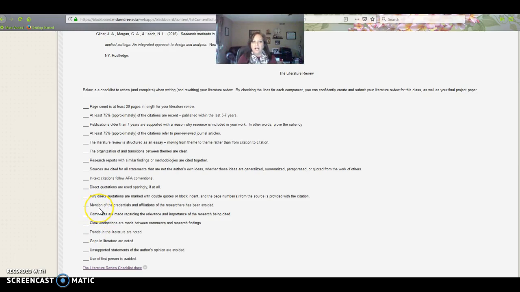For example, when you are crediting your resources, you're not including the credentials or the affiliations of the researchers. I'm pretty sure all of you know by this point not to do that, but that is one component that we look for when we're surveying every student's chapter 1, for example. An important thing is that the gaps in literature are noted. This is the reason why you're doing what you're doing. Again, it's looking at why your project is essential.